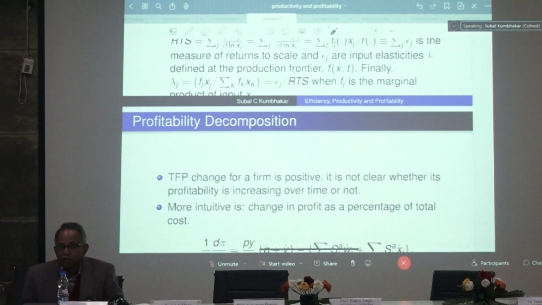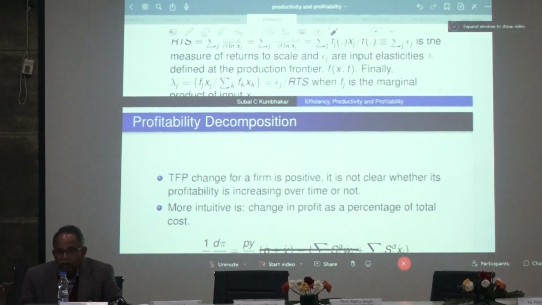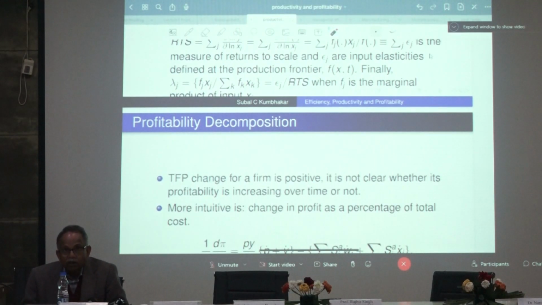Okay, so let me start. We were talking about productivity decomposition and we finished showing the different components. Now, for easy interpretation, I told you that it's better to think in terms of profit.